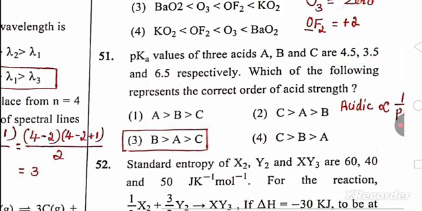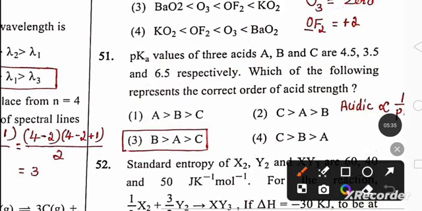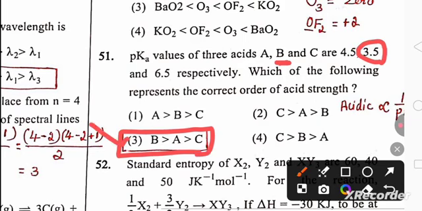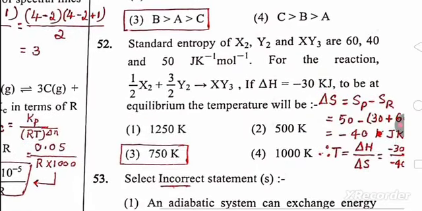So in that case, the most acidic is the one which has the lower pKa value, that is 3.5, that is B. So the right option is option 3. B is more acidic and C is less acidic because C has a higher pKa value. Let us move to the next question.